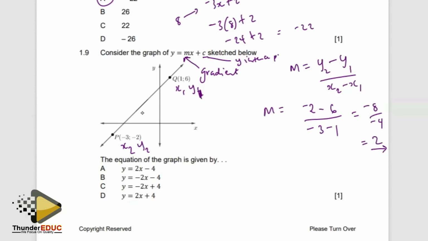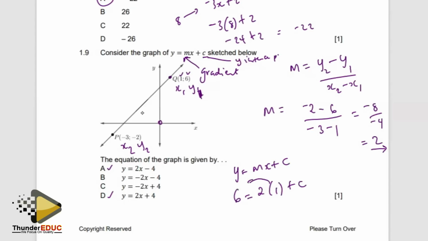Just by looking at the options, I'm only considering A and D. I can even guess because my graph is cutting the y-axis on the positive side, not on the negative. But let's see. We're going to have y is equal to mx plus c. If I use this point 1 and 6, where there is y, I'll put a 6, where there is x, I'll put a 1. So that is 6. Our m is a 2, our x is a 1, plus c.